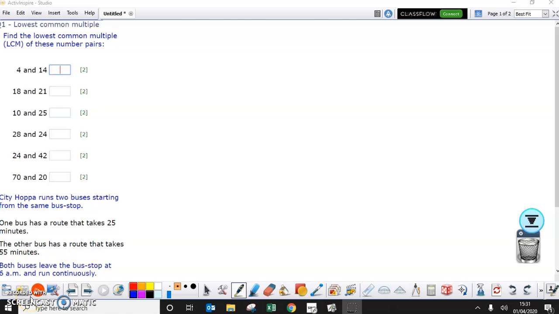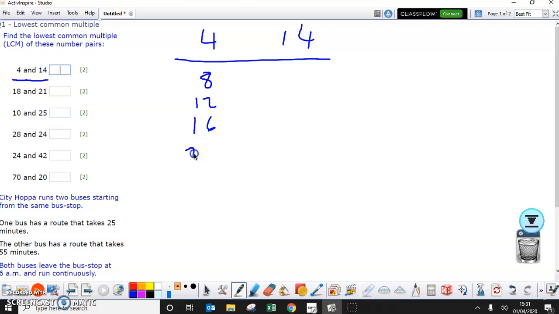Okay, so looking at lowest common multiple, there's 2 or 3 different ways you can find the lowest common multiple. The case I'm going to use here is doing a multiplication of both 4 and 14. If I just times them out, I've got 4, 8, 12, 16, 20, 24, 28, 32, and so on.